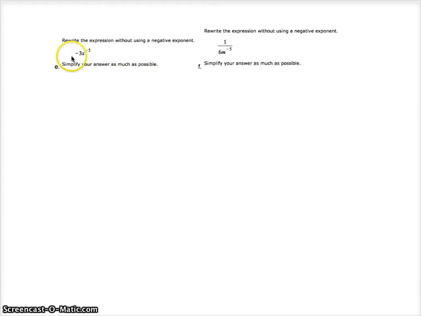Part E says rewrite the expression without using a negative exponent. When we go to think about rewriting it, we need to think that it's negative 3 times x to the negative 5th. So that way we can think of them as separate values. When I rewrite this, it'll be negative 3 times 1 over x to the 5th. Negative 3 times 1 is negative 3, so this becomes negative 3 over x to the 5th power.